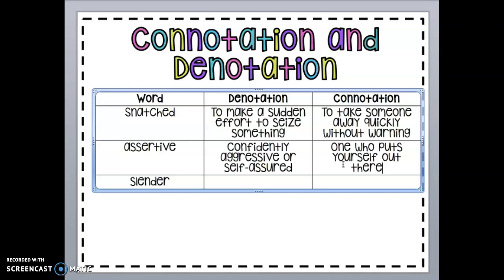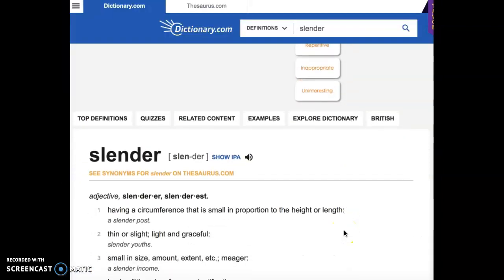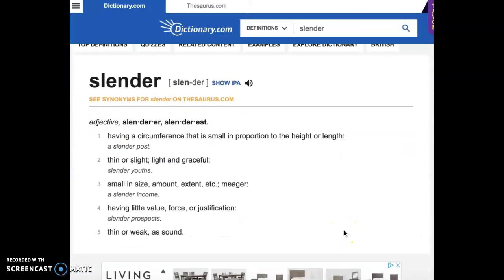Now remember, denotation, what type of tool are you going to use for denotation? That's right, you're going to use the dictionary. And if you don't have a dictionary at home, you can use dictionary.com like I am. But let's head to dictionary.com and let's put the denotation in, the actual meaning of the word. All right, so here we are, and here is your definition for slender. It's an adjective. Having a circumference that is small in proportion to the height or length. Okay, so let's go ahead and put that in.